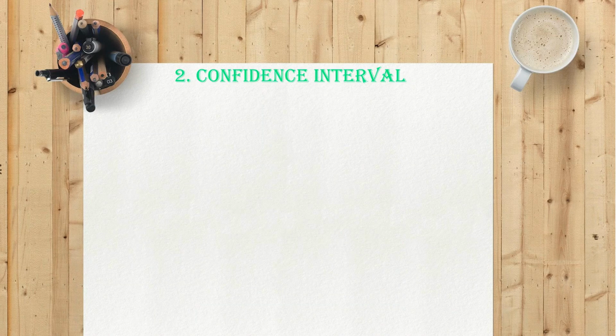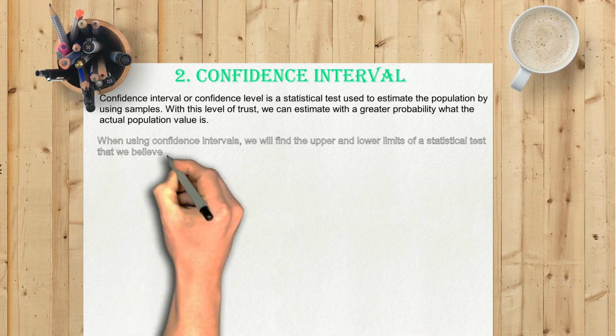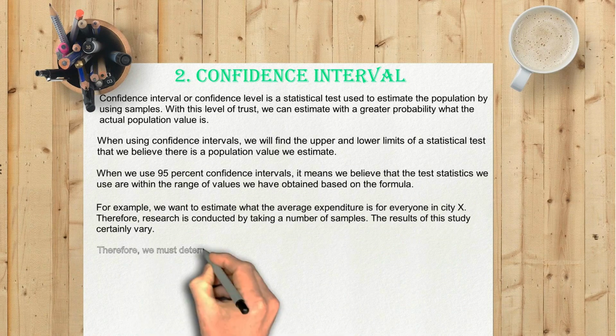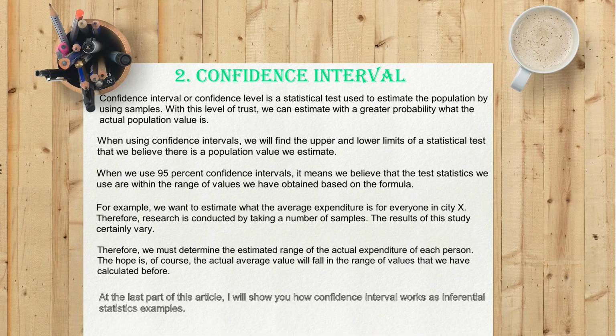Number 2, confidence interval. Confidence interval or confidence level is a statistical test used to estimate the population by using samples. With this level of trust, we can estimate with a greater probability what the actual population value is. When using confidence intervals, we will find the upper and lower limits of a statistical test that we believe contain the population value we estimate.